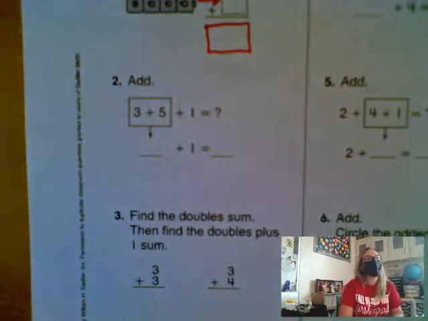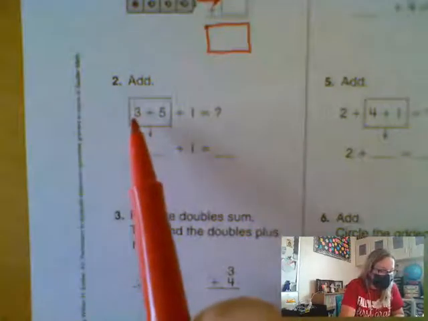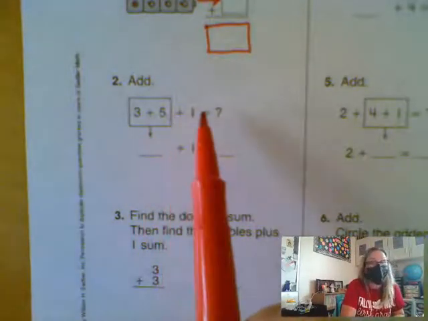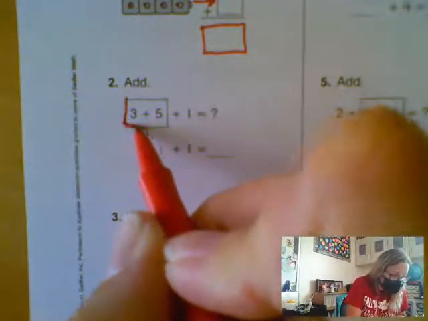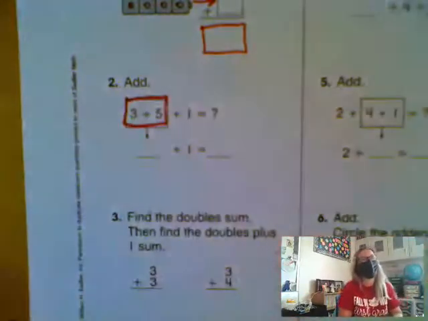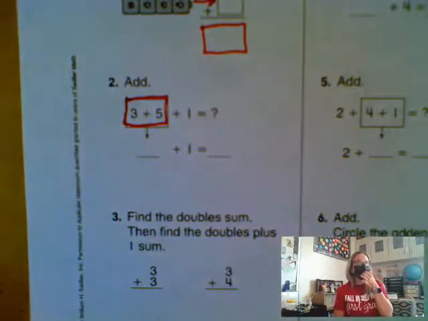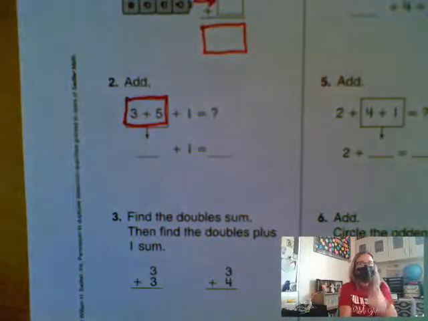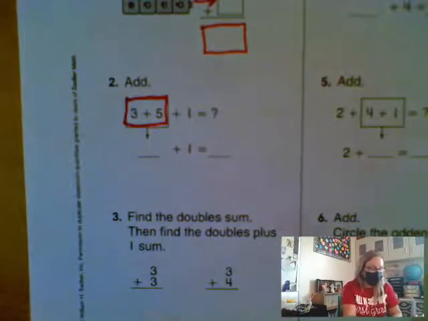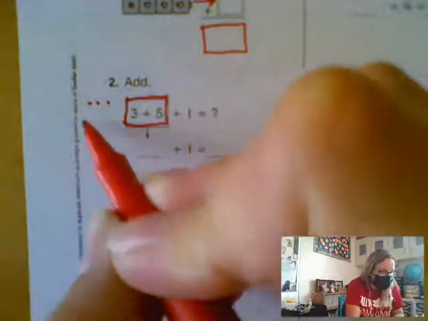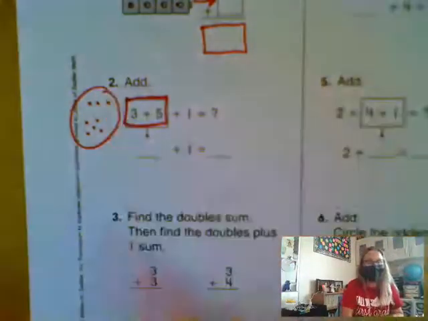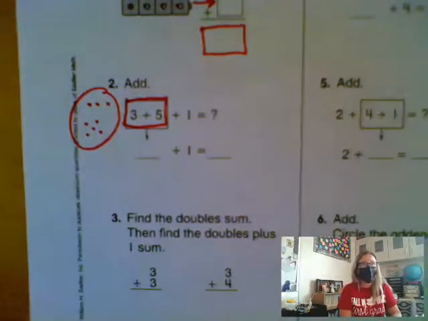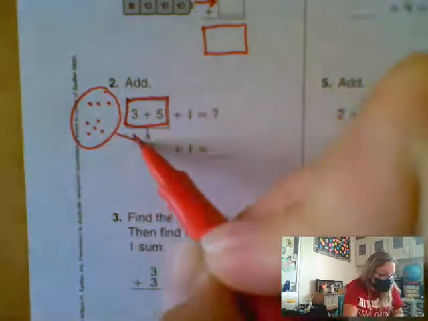So in number 2, Austin, they are wanting us to add 3 plus 5 plus 1. And to do that, they're saying they want you to add the 3 and the 5 first. Now, don't be afraid to write on the test and draw it out if you need to. If you need to draw 1, 2, 3, and then 1, 2, 3, 4, 5, and then count them up to get the whole, it's okay to show your work.